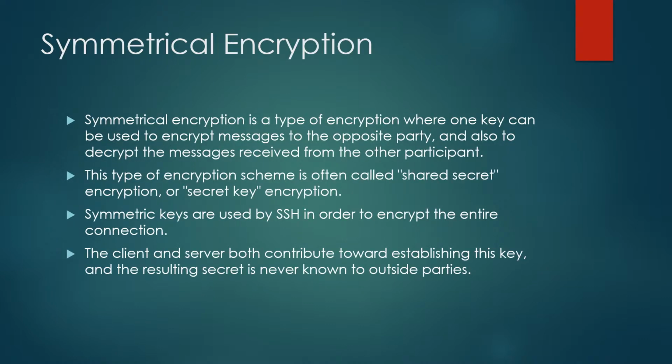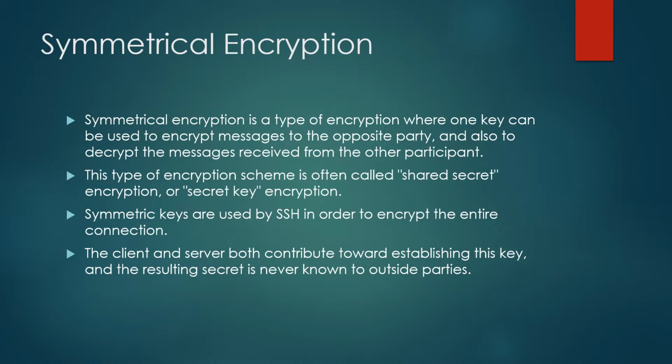In order to secure transmission of information, SSH employs a number of different types of data manipulation techniques at various points in the transaction. These can include forms of symmetrical encryption and asymmetrical encryption. Symmetrical encryption is a type of encryption where one key can be used to encrypt messages to the opposite party and also to decrypt the messages received from the other participant.